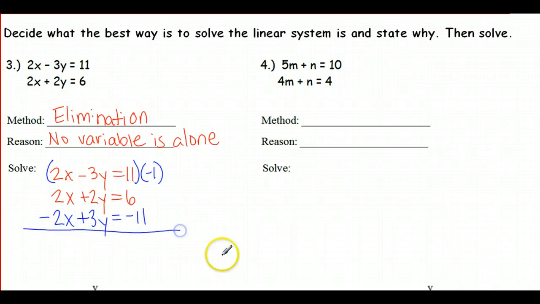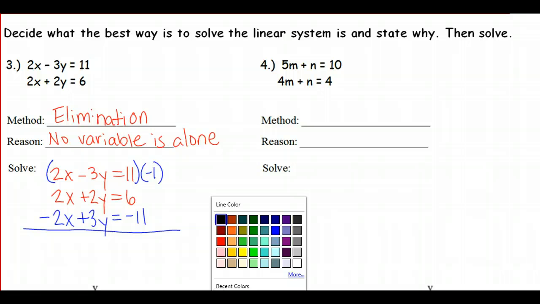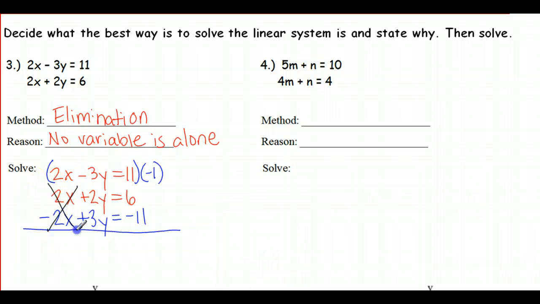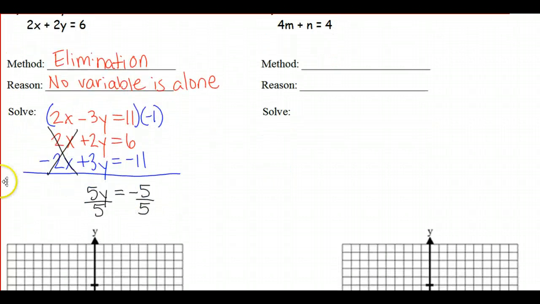And we're going to go ahead and combine the two equations. So when we do that, 2x minus 2x are eliminated. 2y plus 3y is 5y. 6 minus 11 is negative 5. Divide both sides by 5. And we get that y equals negative 1.